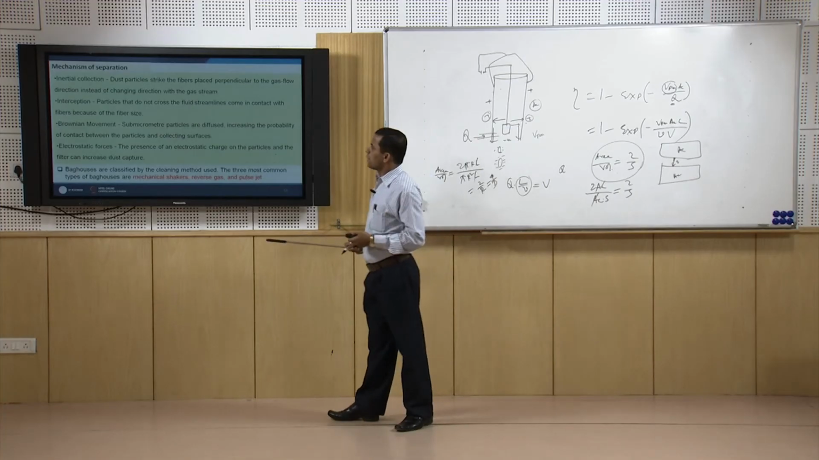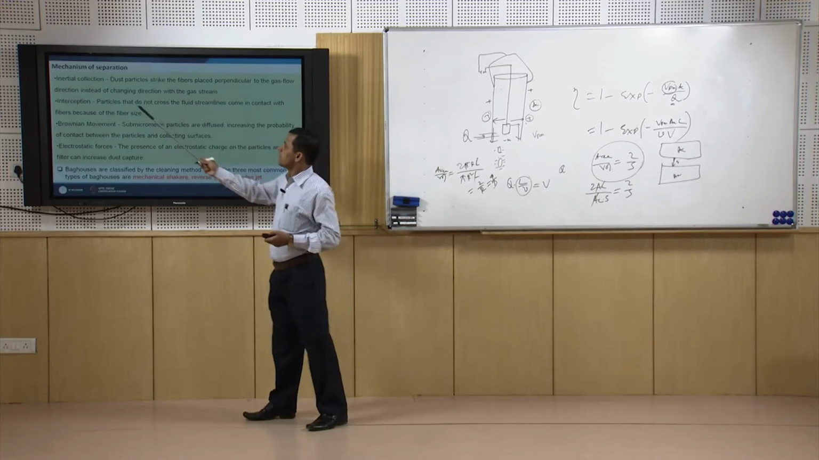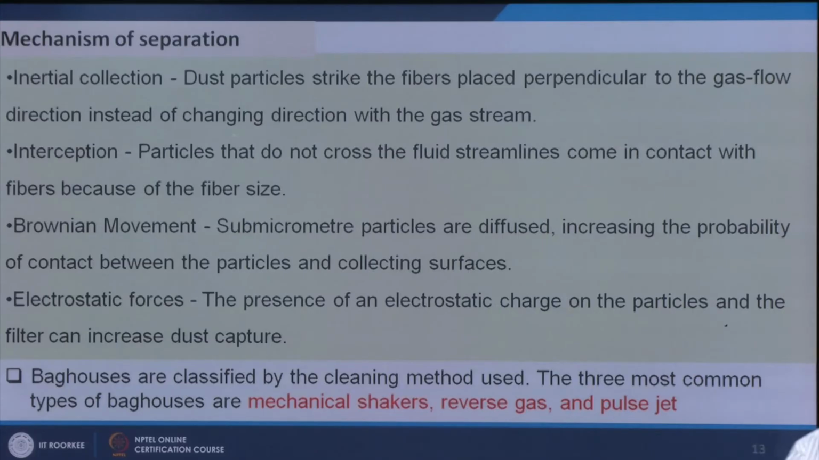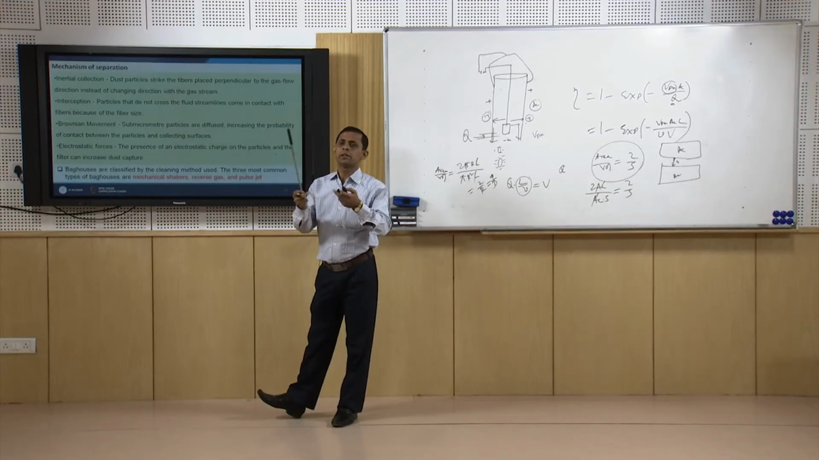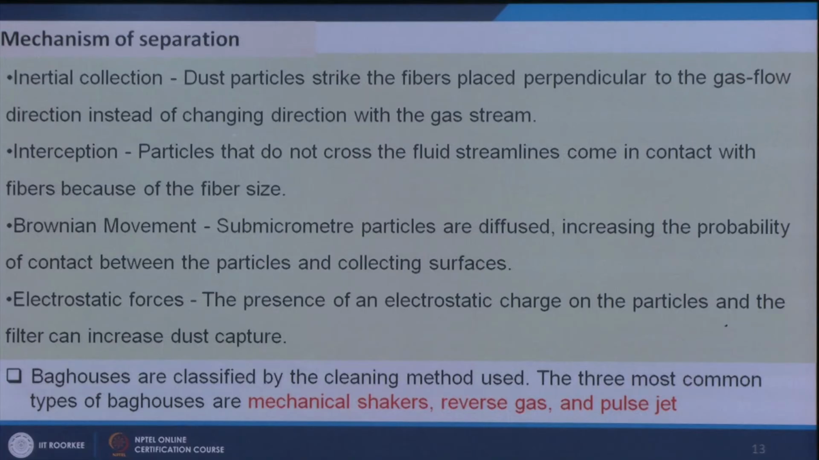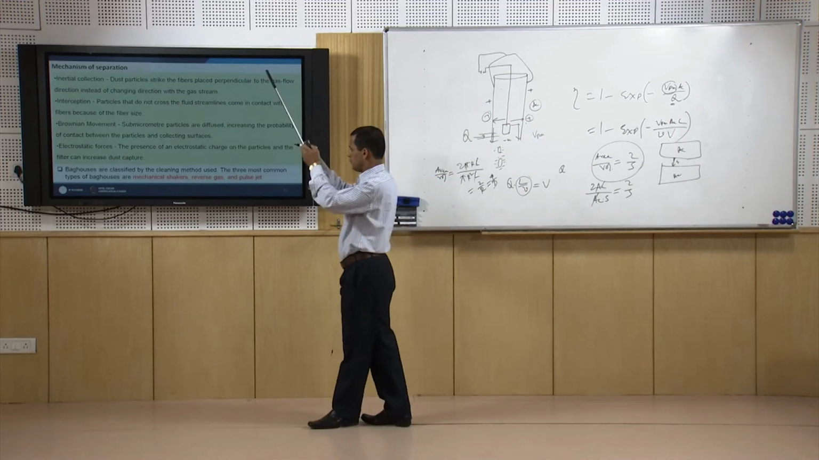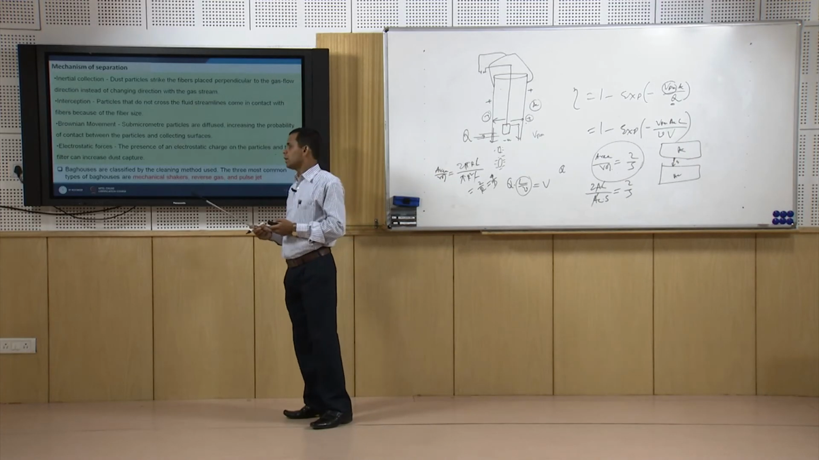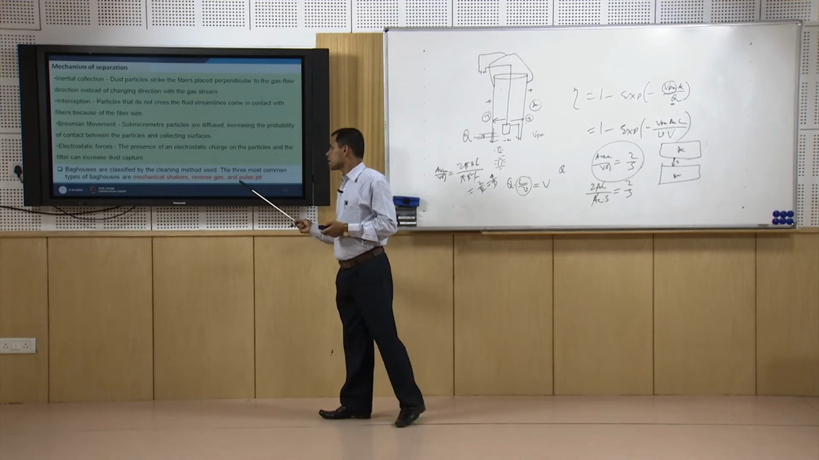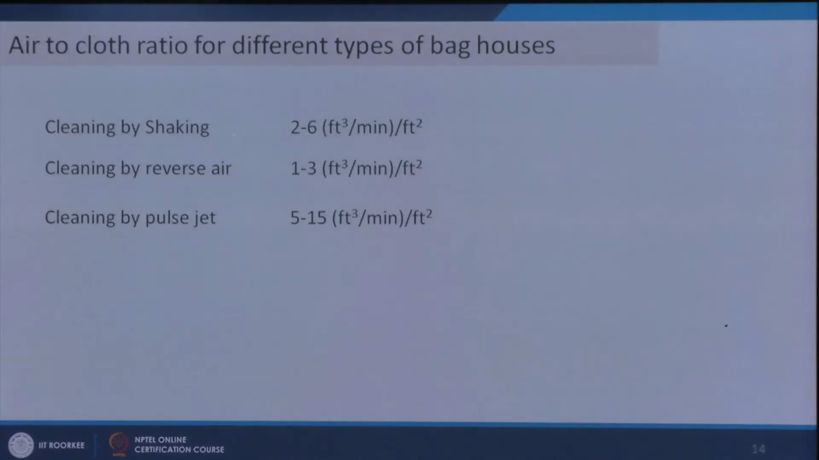There are four types of separation mechanism: inertial collection, interception, Brownian movement and electrostatic forces. How the particles are separated in the bag filters is described here. In the bag house, when the bags are filled with dust on the surface, they need to be cleaned, so mechanical shakers, reverse gas and pulse jet are used for the cleaning purpose.